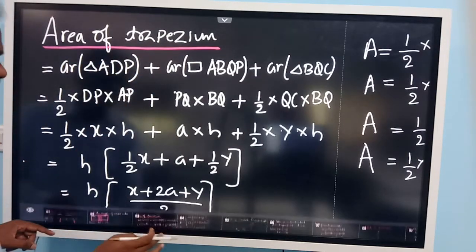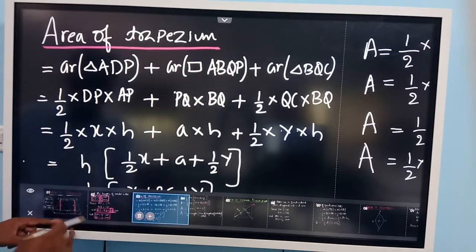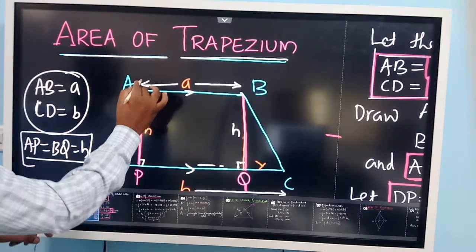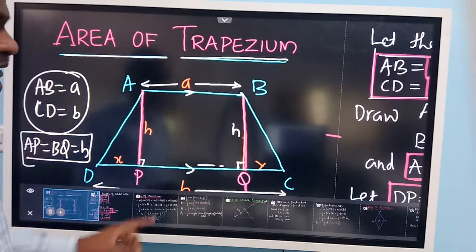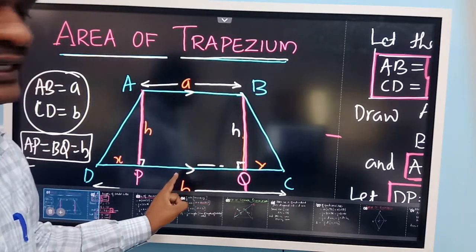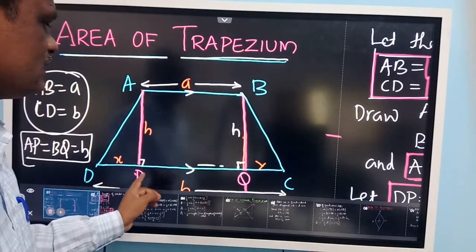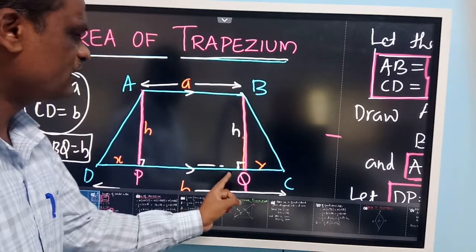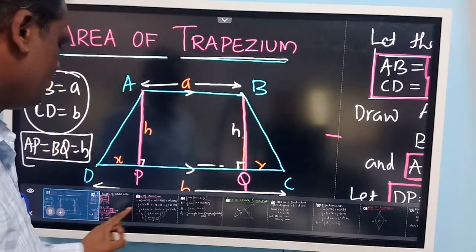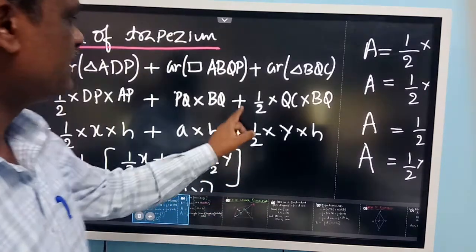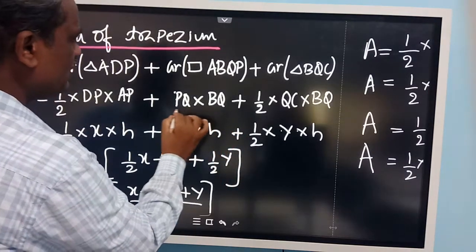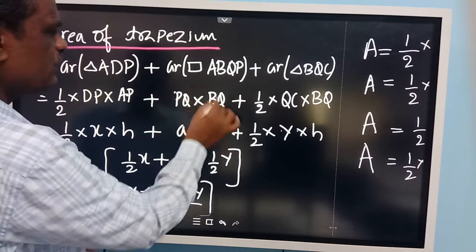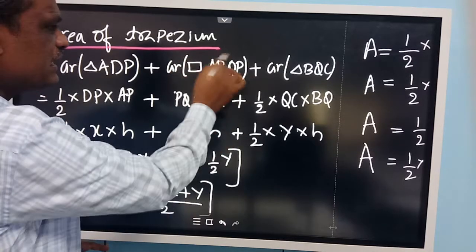Next we want to find the area of ABPQ. Come to the diagram. What is the formula? Since it is a rectangle, it is length into breadth, PQ into QB. That I have written here. PQ into QB or QB into PQ, both are the same.